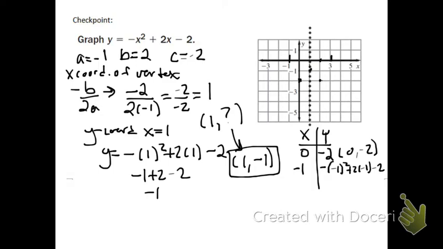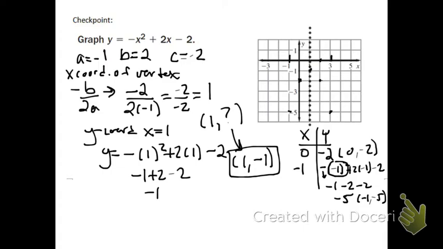So when I square negative 1, I get positive 1, but there's still a negative in front. So I get negative 1, then 2 times negative 1 is going to be negative 2, minus 2 more. That's going to be a total of negative 5. That's coordinate negative 1, negative 5. If I plot that, negative 1, negative 5, that is right here. So for free, if I use symmetry, that's 2 units away from the axis of symmetry. I'm going to go 2 units to the right, and I get that point.